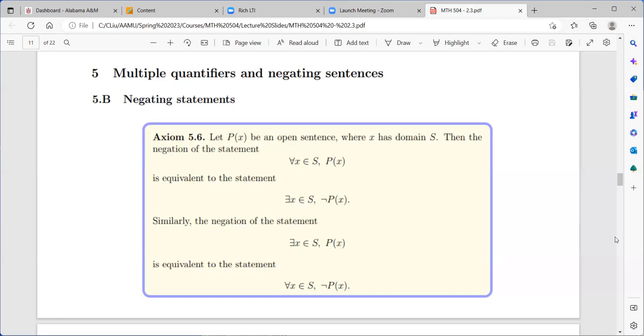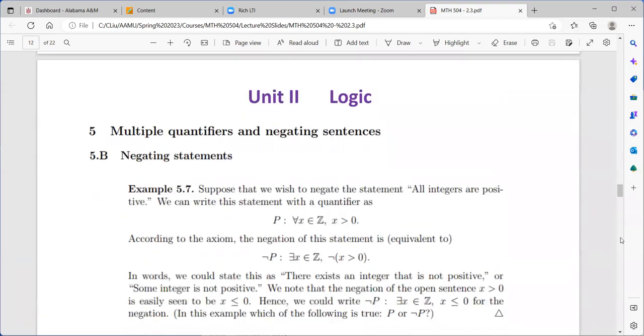So that's how you negate statements with quantifiers. The rule is you need to change the universal quantifier to the existential quantifier or vice versa, and at the same time, you also negate the open sentence. All right, keep that in mind. So let's just do some examples. Suppose I wish to negate a statement that all integers are positive. So we know that's not true.